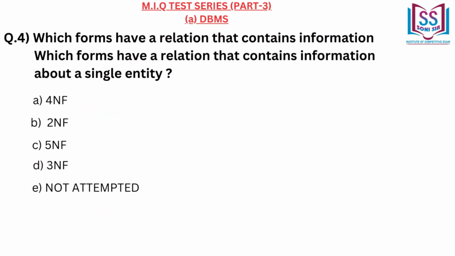Which forms have a relation that contains information about a single entity? A. 4th NF. B. 2nd NF. C. 5th NF. D. 3rd NF.